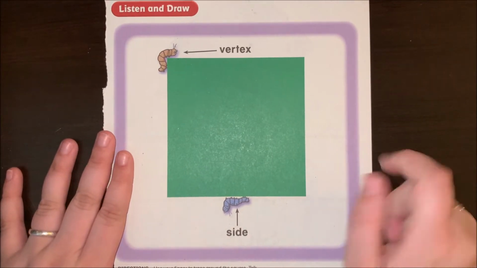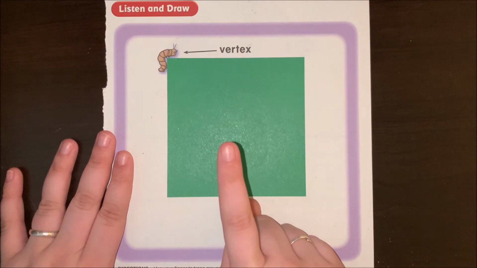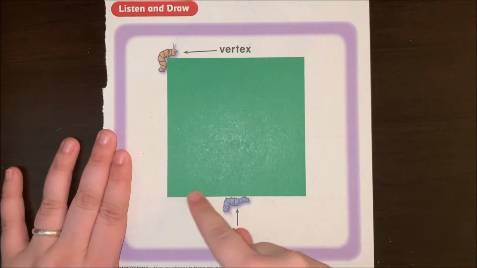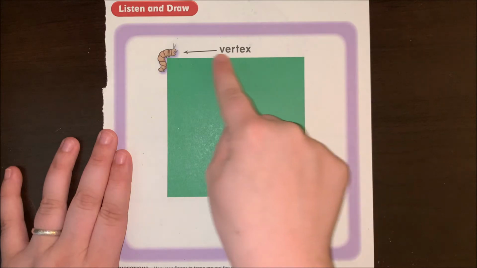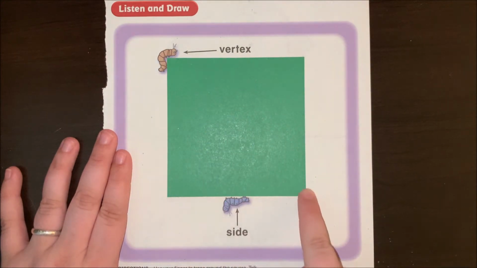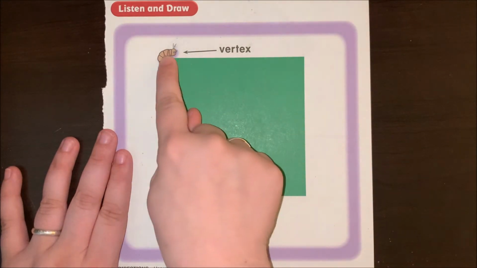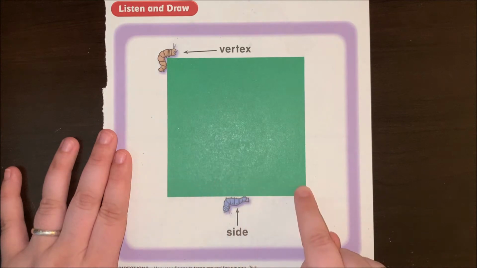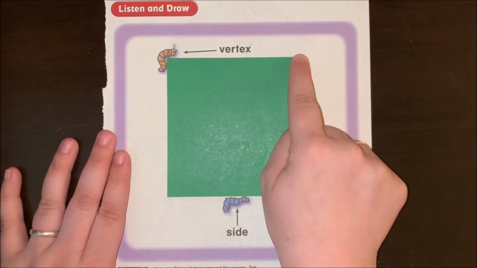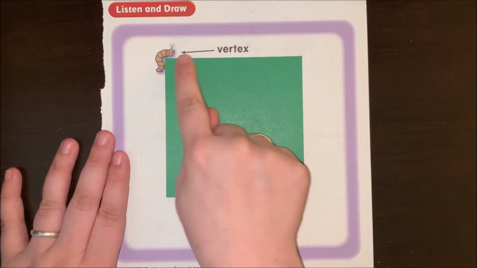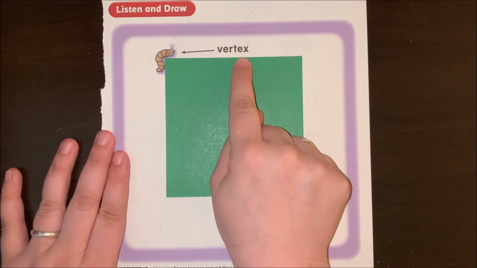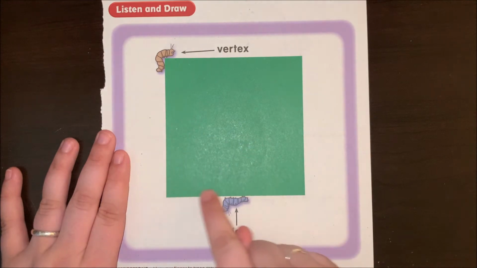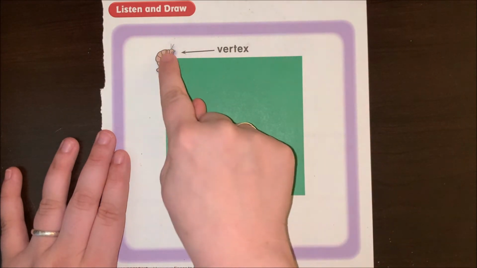We don't need those yet though, all we need right now is our finger. So we're going to trace around the outside of the square with our finger. Notice how we have to stop at every corner. And with these shapes, there's actually a different word for corner, which is vertex. Everyone say vertex. A vertex is another name for the corner of a shape.